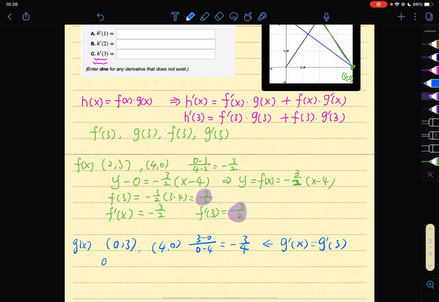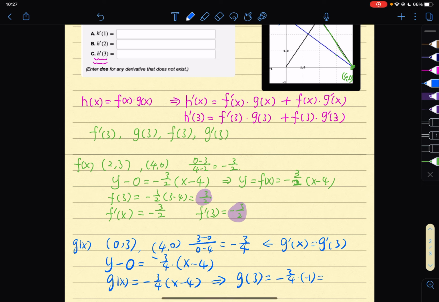The other thing is you want to find g of x, which means you want to find the expression of the line g, which is y minus 0 equals negative 3 over 4 times (x minus 4). That is to say, if you want to find g of 3, it's supposed to be negative 3 over 4 times negative 1, which is 3 minus 4. So you end up with 3 over 4. So you find the two other numbers you are supposed to be looking for.